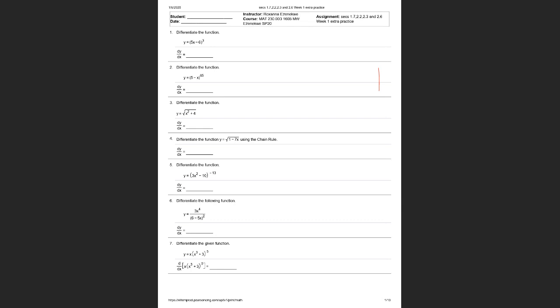Number 3, whenever I have a radical, the first thing I have to do is rewrite. Before finding the derivative, before differentiating, you have to rewrite. So I am going to rewrite the function. So y is x squared plus 4 all to power 1/2. Then to find the derivative, y prime is equal to derivative of the outer function.